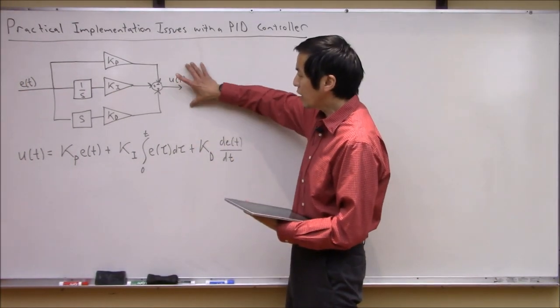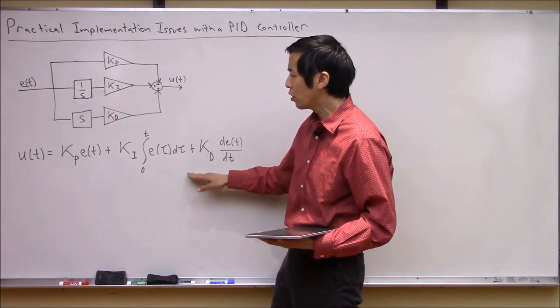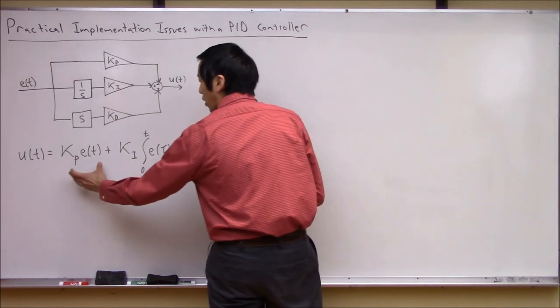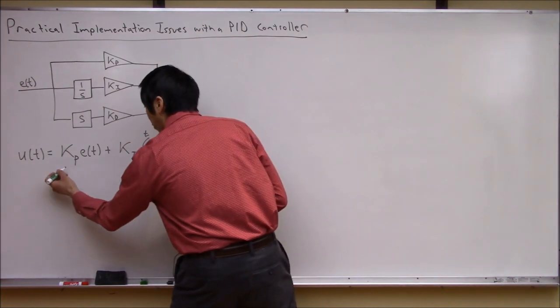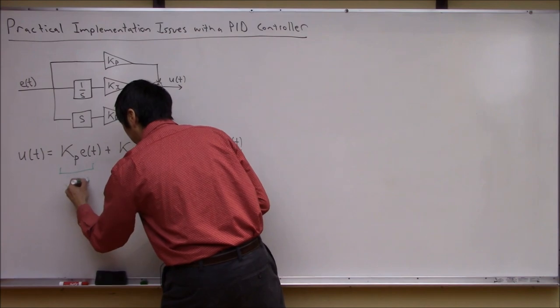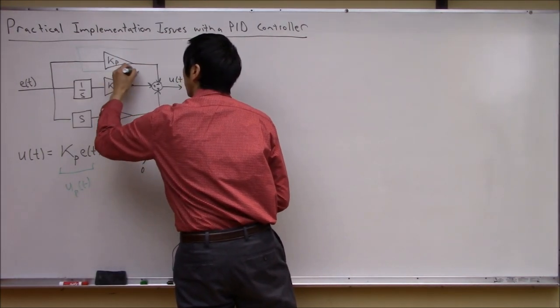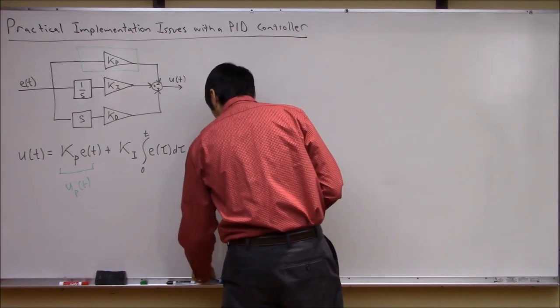Alright, so here's the PID controller we drew last time, and we showed how the control law to compute the control at a given time t was the combination of the term which was proportional to the error. That was this term right here. Let's call this u_p of t, which corresponded to this section up here. And then we had an integral, K_i, term.